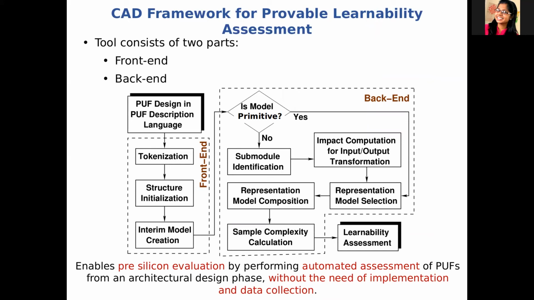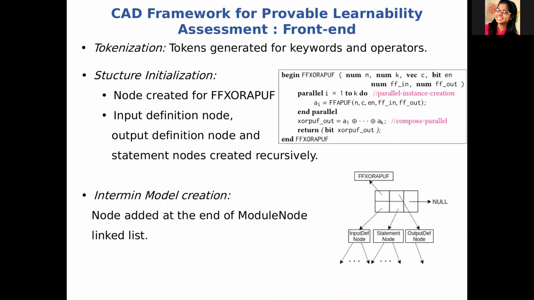Now, coming to the CAD framework, the CAD framework can be split into two parts, the front end and the back end. The designer gives the PUF design in the PUF description language. The front end generates the intermediate model and sends this model to the backend to assess learnability of the PUF from an architectural point of view. This is the complete flowchart of our tool. Now, coming to the front end, the first step is tokenization. In tokenization, it generates tokens for all the keywords and the operators.